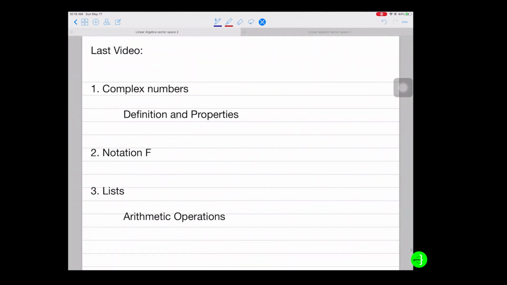So in the last video, we talked about complex numbers, we defined them and saw what the properties of complex numbers are. We talked about the notation F, and to end the last session, we talked about lists and also saw the different arithmetic operations on lists.